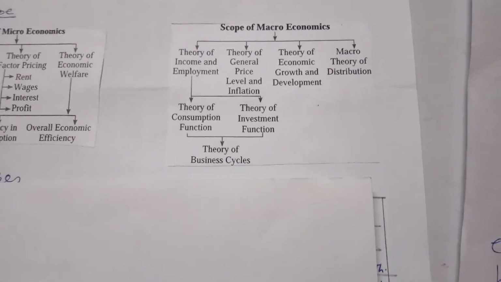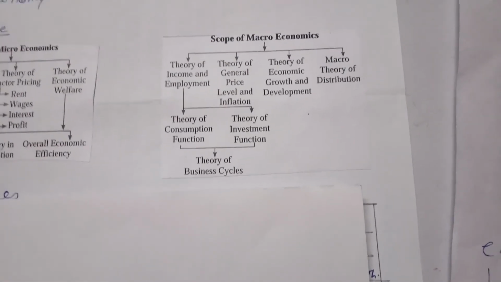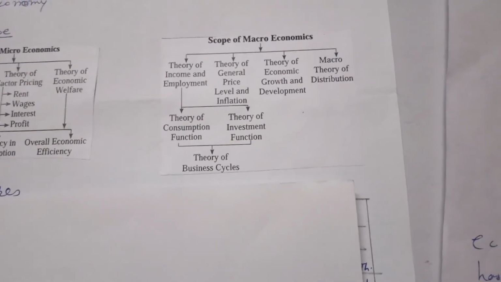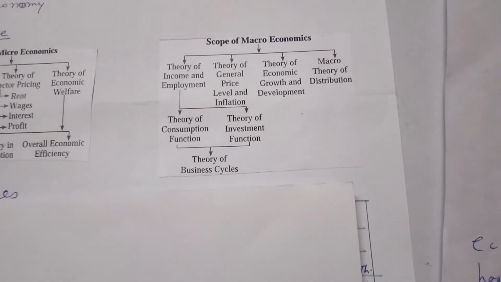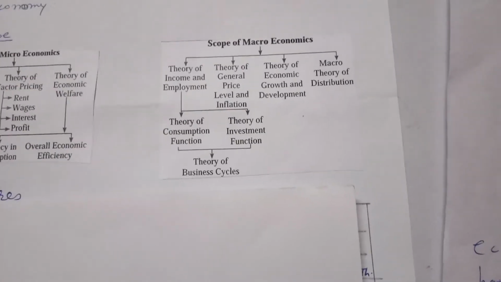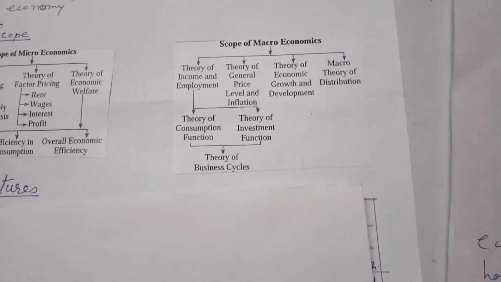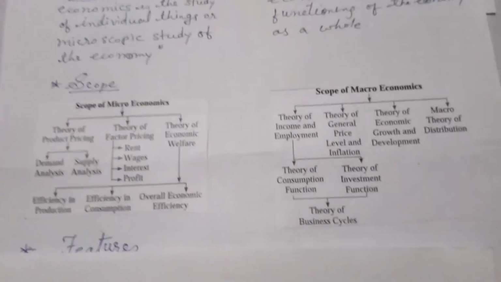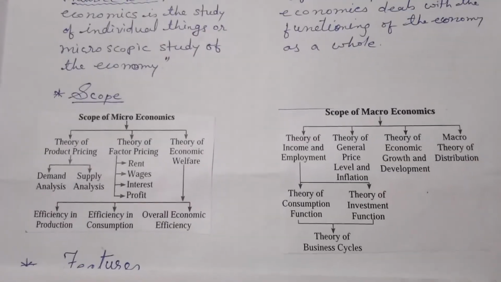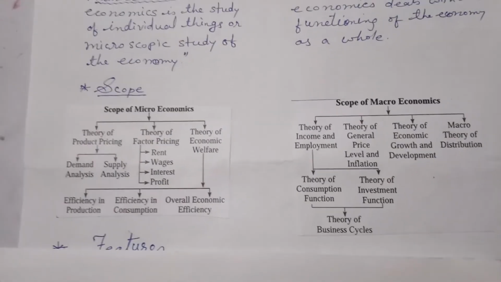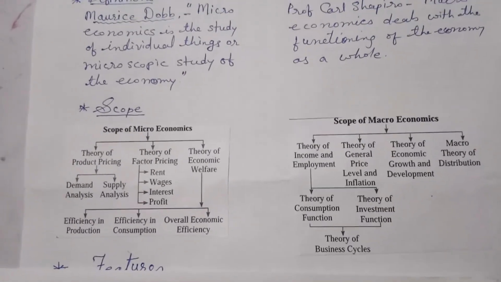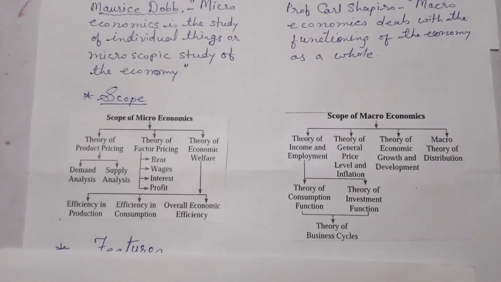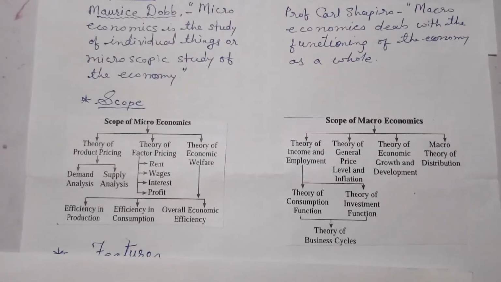From that, we can see that macroeconomics shows the theory of the business cycle. All these parts we will see in detail in the next lesson. Now, the scope of microeconomics and macroeconomics gives you an idea about the importance of microeconomics as well as macroeconomics for the nation.